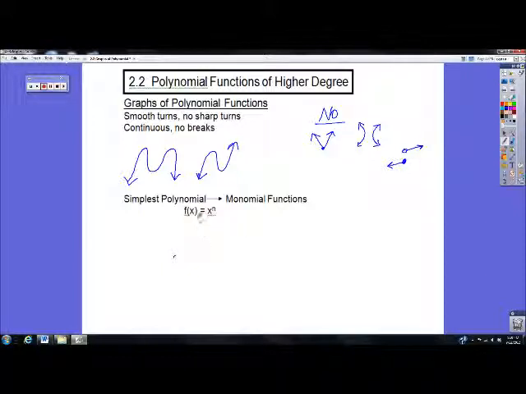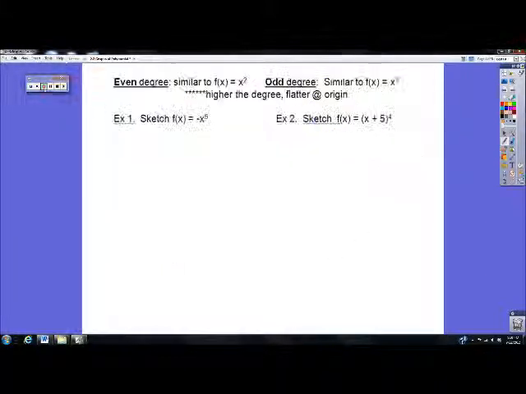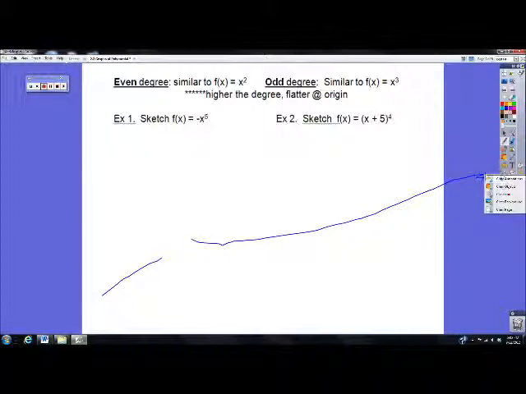The first thing we're going to look at is the very simplest form, which would be a monomial function. Just f of x or y equals x to a single exponent. So that will be our first example. An even degree polynomial graph will be similar to a parabola. F of x equals x squared, a parabola. Okay. An odd degree polynomial graph will be similar to y equals x cubed, your cubic graph.